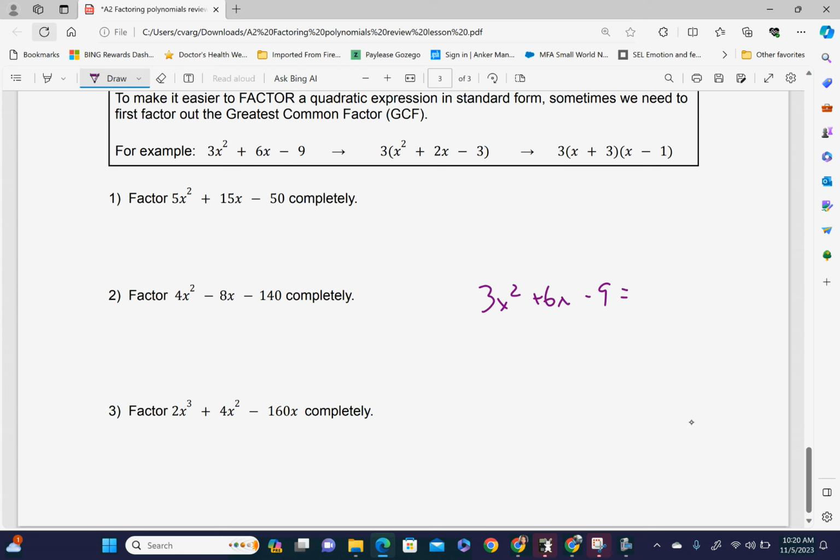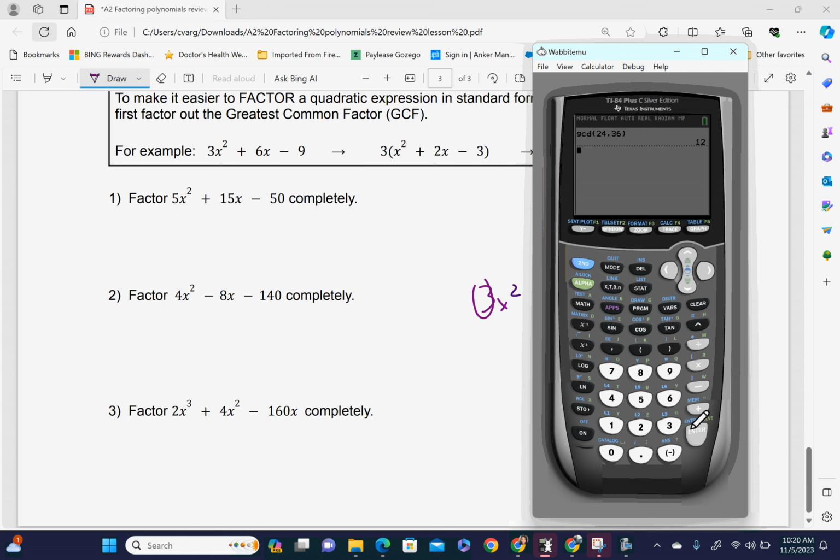So you might look at this and be like, what? We didn't do something like this. And you're right. But what is the greatest common factor between 3, 6, and 9? So we can have our calculator help us with that if you were not sure, right? Go up here, hit enter. I'm kind of cheating a little bit. So 3, let's get rid of this. The other one was 6, comma, and the last one is negative 9.